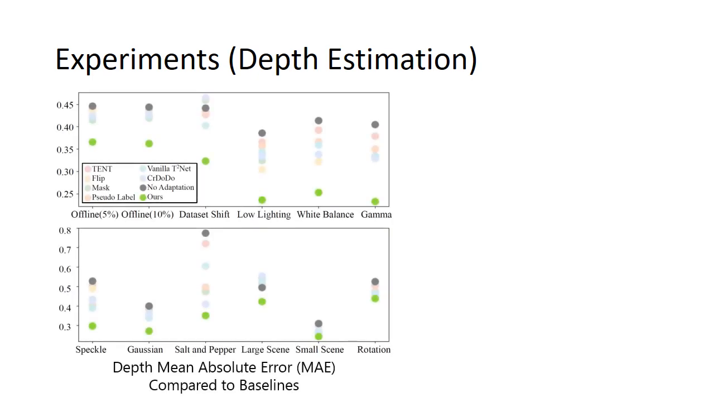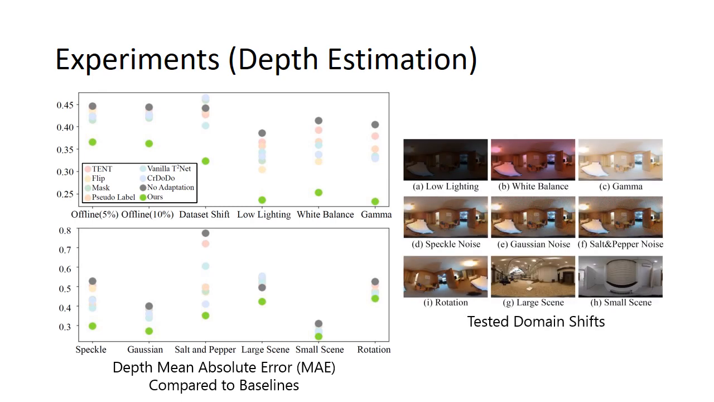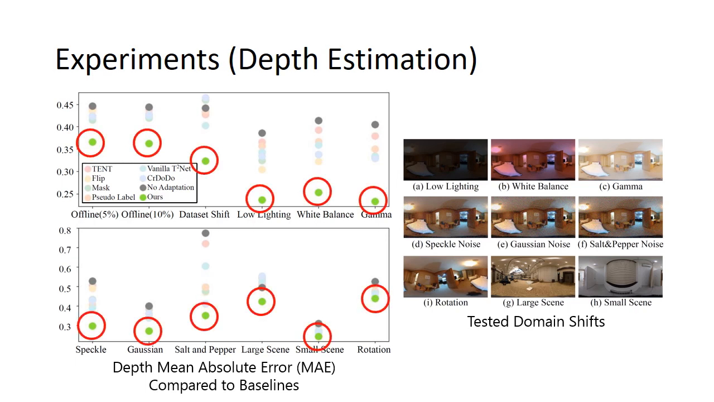Now I will briefly share the quantitative results for depth estimation. We compare our calibration method against existing domain adaptation techniques. The chart on the left shows the mean absolute error, where each column corresponds to a domain shift displayed on the right. Our calibration method outperforms all the tested baselines, which indicates its effectiveness in adaptation.